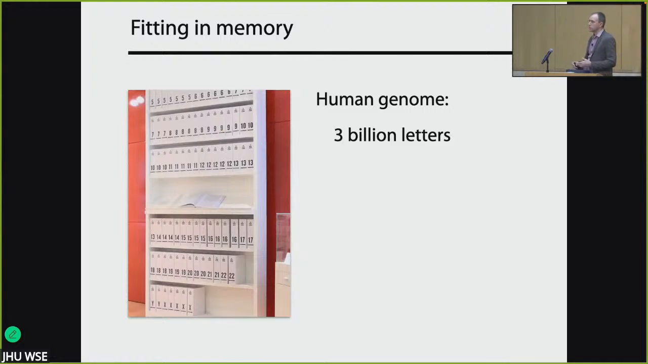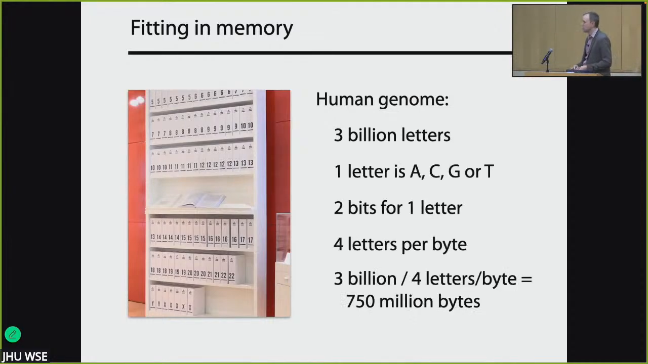So if each of the letters required a byte, the answer would be no. That would exceed our budget. Luckily, each of the letters of the genome is only one of 4 choices, A, C, G, or T. That means we only need 2 bits to distinguish A, C, G, or T, and a byte is 8 bits, so we can pack 4 of them into a byte.